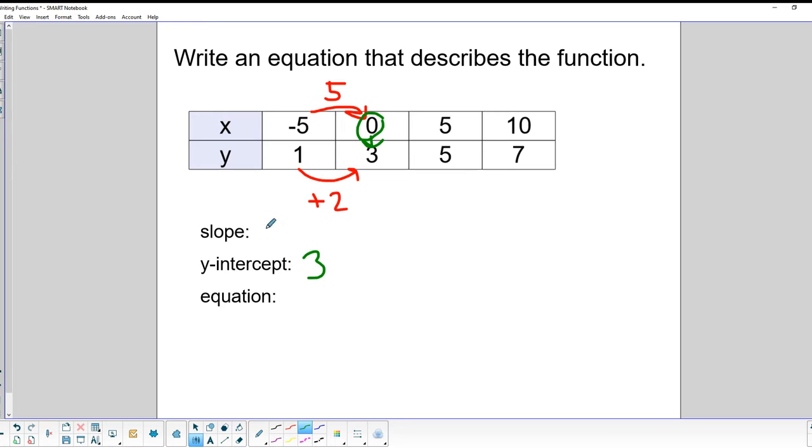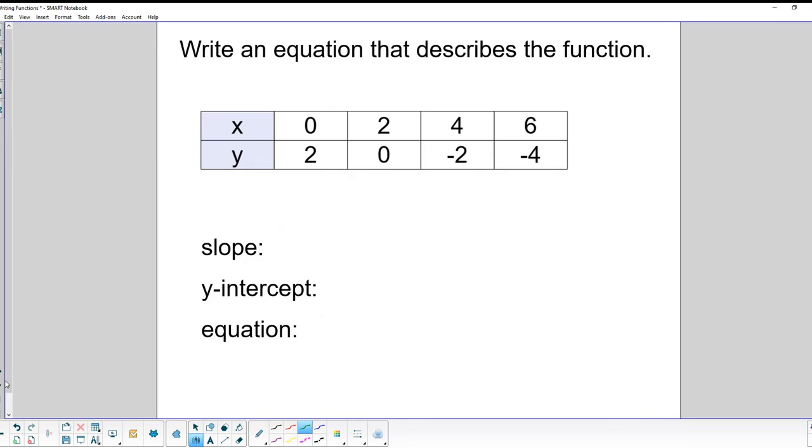So then my slope is the change in y, which is 5, over the change in x, which is 2, and the y-intercept is 3. So now when I write my function or equation, I just write down 5 halves x plus 3. So f of x equals 5 halves x plus 3. All right, let's try another one.